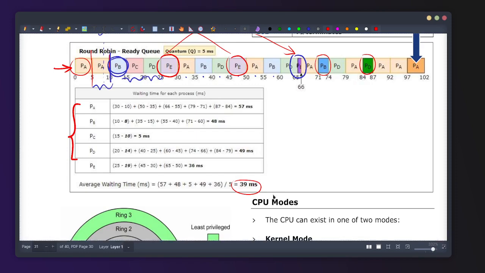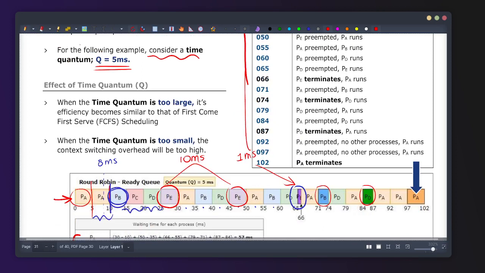Round robin is very flexible. Now, round robin's flexibility is entirely dependent on the time quantum. If the time quantum is too large, meaning if the time allocated to a particular process is very large, its efficiency becomes similar to that of first come first serve, right? The processes might finish early, so it's basically like first come first serve, right?